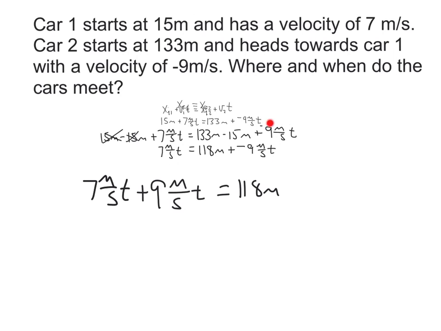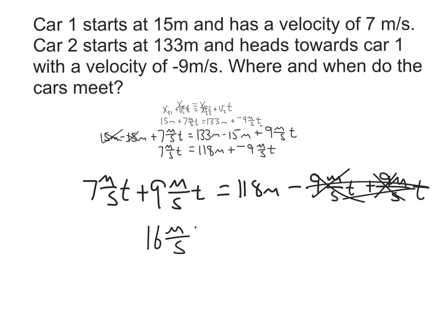Now why did I do this? Because meters per second times time, meters per second times time, they have that in common, so you can actually add or subtract those. Okay, our 9 meters per second times time disappears on the right. Everything's on the left. 7 plus 9 is 16 meters per second times time. Now don't forget, time is our variable, not meters per second. Meters per second is just units. So 16 meters per second, let's divide that out from each side so I can get time all by itself.